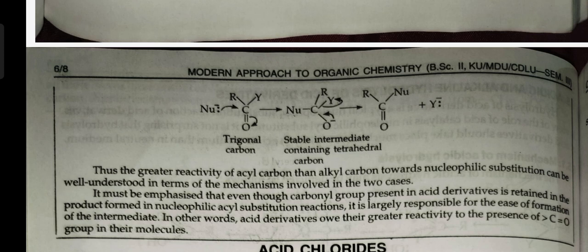It must be emphasized that even though the carbonyl group present in acid derivatives is retained in the product formed in nucleophilic acyl substitution reactions, it is largely responsible for the ease of formation of the intermediate. In other words, acid derivatives owe their greater reactivity to the presence of a C=O group in their molecule.